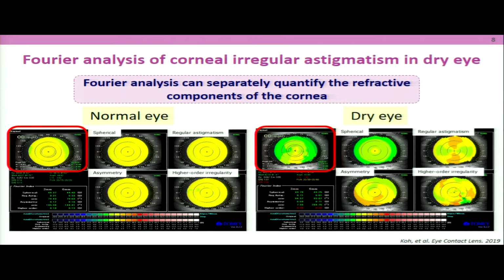Shown here is our previous study. We used Fourier analysis to analyze corneal irregular astigmatism in dry eye. Fourier analysis can separately quantify the refractive components of the cornea. The red box is the original topographic map. It is decomposed into spherical, regular astigmatism, asymmetric component, and higher order irregularity. The blue boxes include the asymmetric and higher order irregular components, which are regarded as irregular astigmatism. If you look at the irregular astigmatism in normal eye and dry eye, you can see the color changes in dry eye. So Fourier analysis can detect corneal irregular astigmatism in dry eye quantitatively.